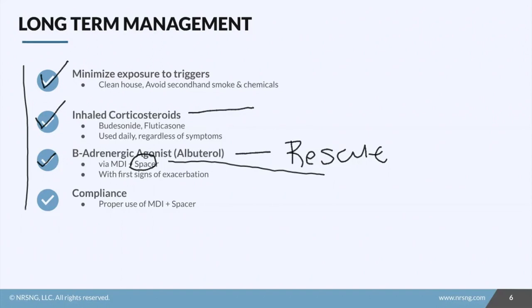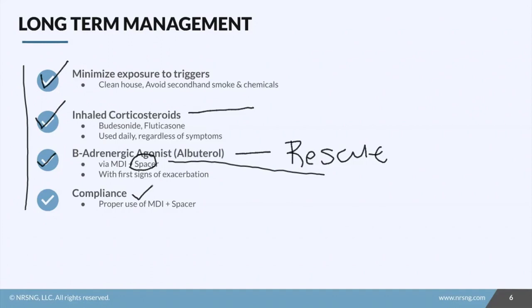Now, if a child is having to use their bronchodilator more than twice a week, or they're waking up with a nighttime cough, or they're being seen in the hospital every other month, we know that their asthma is not being controlled properly. Now, if they are poorly controlled, the first thing you need to check is their compliance.